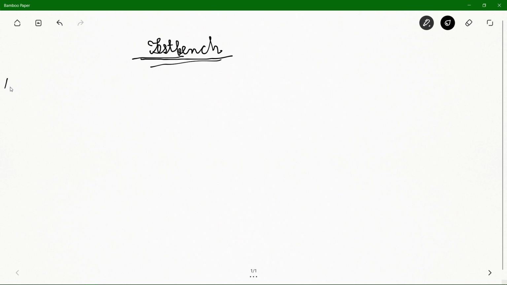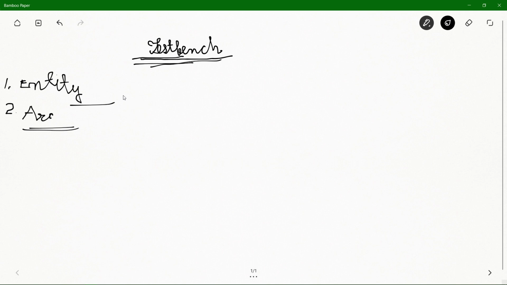That is, what is an entity, and the second topic is what is an architecture. I am writing architecture in short. So basically, for understanding what a test bench is, at first we have to understand what an entity is and what an architecture is.